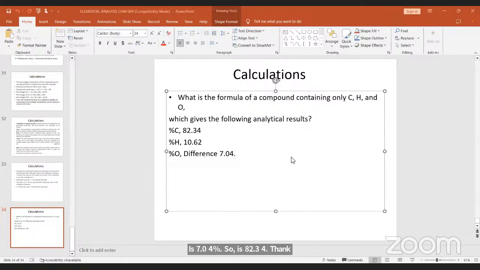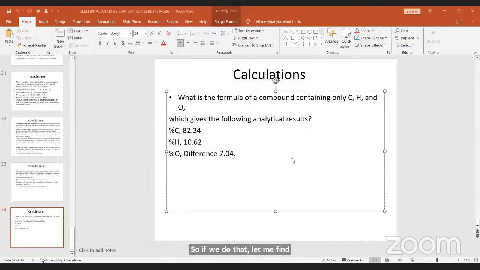Hydrogen is 10.62, and oxygen is 7.04. So the first thing we do is to divide each of them by their atomic mass. We are dividing 82.34 by 12. We are dividing 10.62 by 1. And we are dividing 7.04 by 16. So if we do that, let me find my calculator.